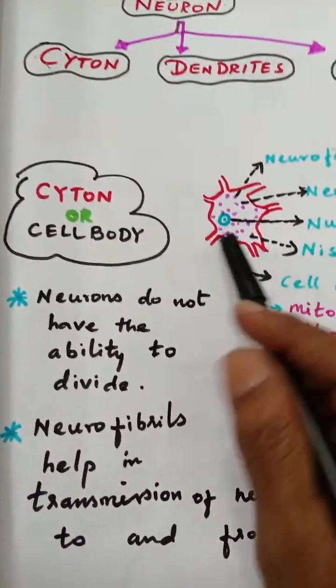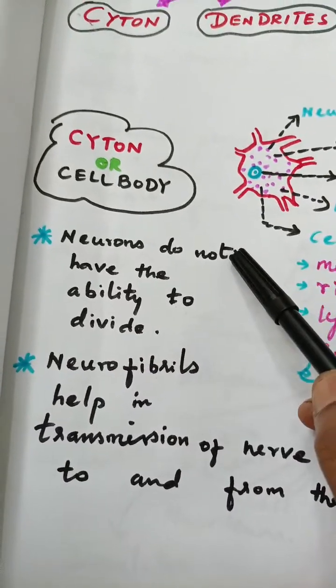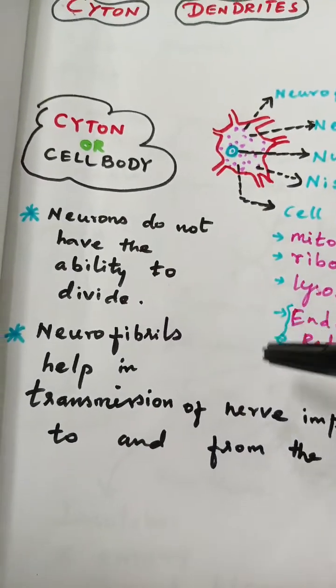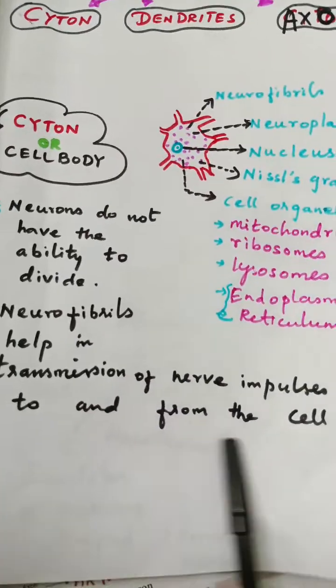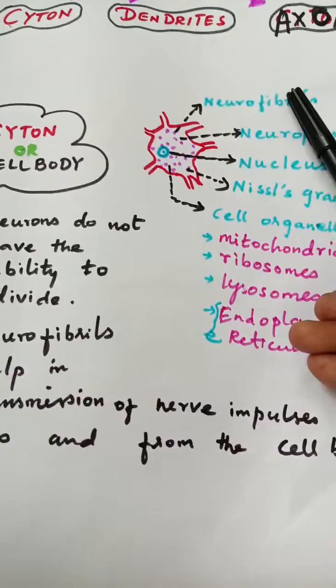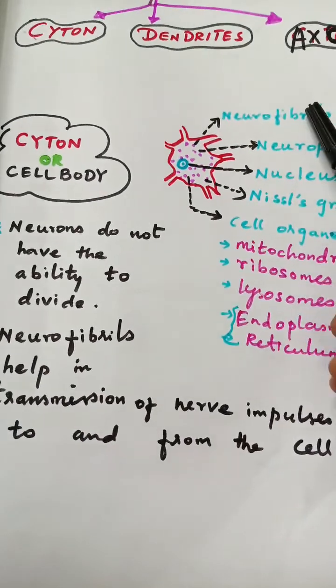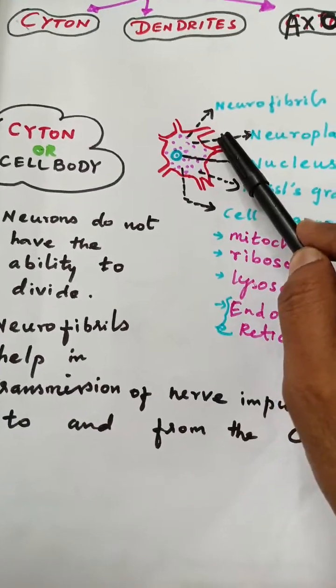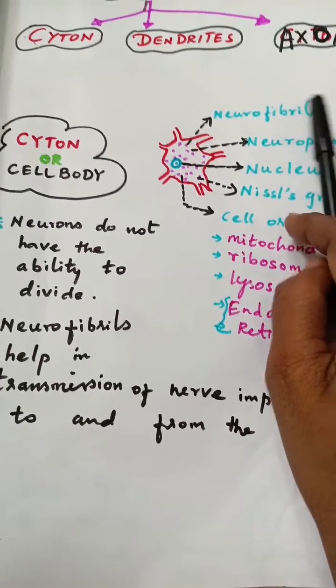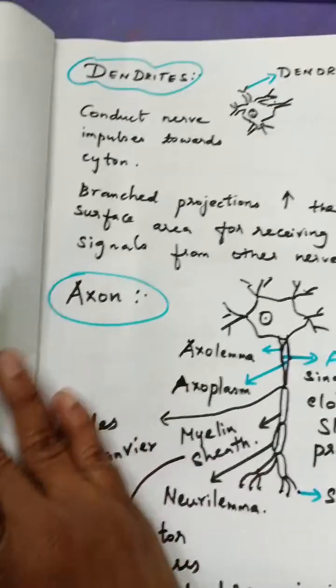Next, neurons do not have the ability to divide. And the neurofibrils will help in the transmission of the nerve impulse to and from the cell body, that is, from the cell body to other neurons, and from the neurons to the cell body. The nerve impulse is transmitted through the neurofibrils only. Clear?